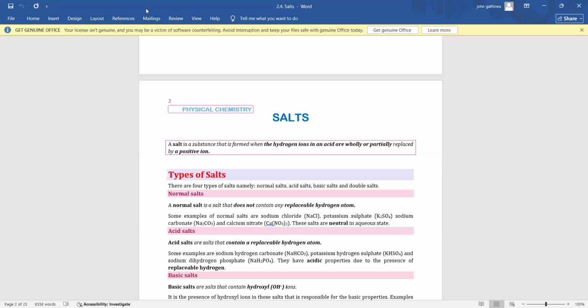In case the chat is not working, we can raise up our hands and give definitions by word of mouth. So who will tell us what is a normal salt very quickly and give us an example of the same? What is a normal salt? Giving an example.